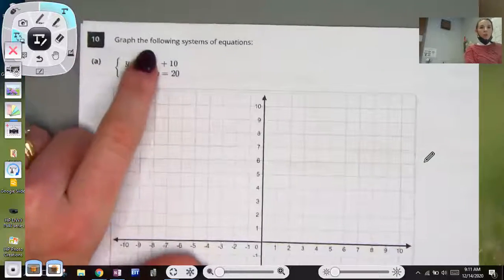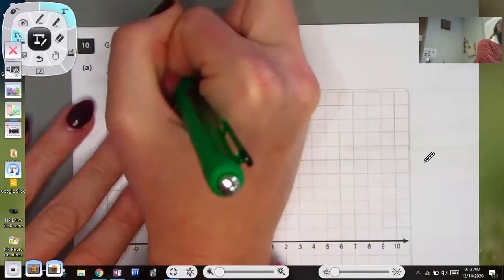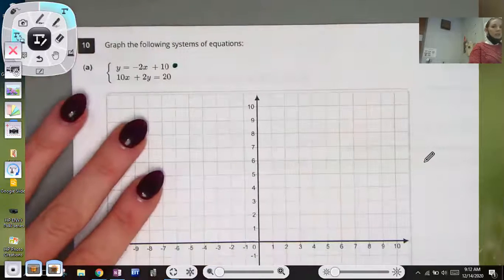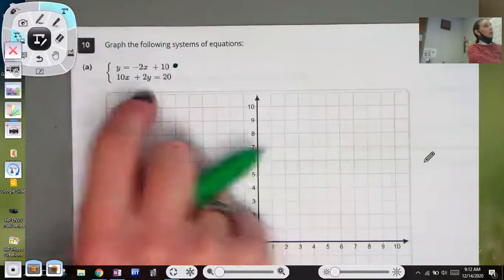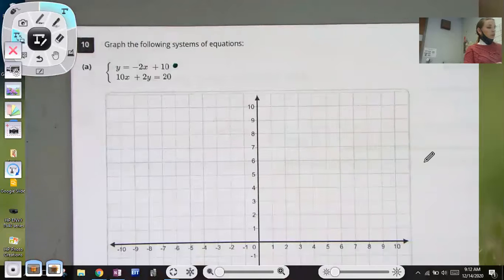Once again, it says graph the following system of equations. So this first one, am I good to graph it? Yes. Why? Because it is set equal to y. Am I good to graph the second one? No. Why? Because it's in standard form.